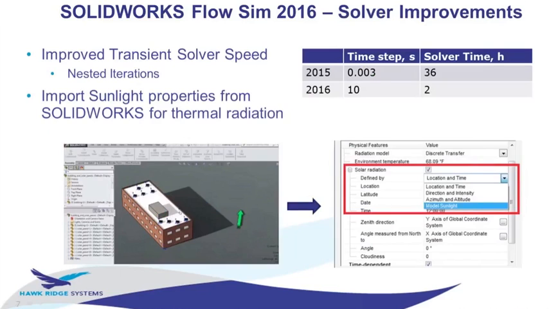Now, we've also got some new solver improvements in Flow Simulation 2016. The main one is what we call a new nested iterations transient solver. This transient solver is meant to solve one problem: if you were trying to run any kind of time-dependent or transient solver in Flow Simulation 2015 or earlier, the time step that was needed to get good airflow results and make sure that the air patterns and currents are developed right was really small.